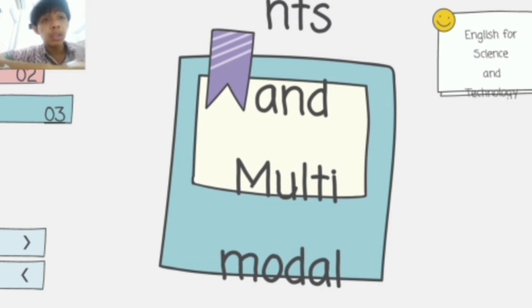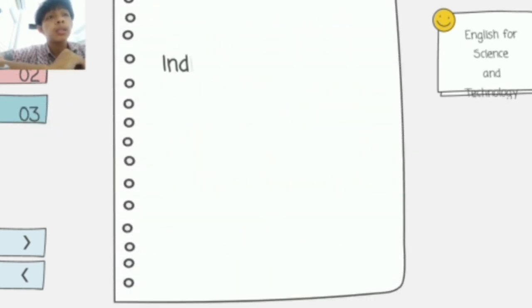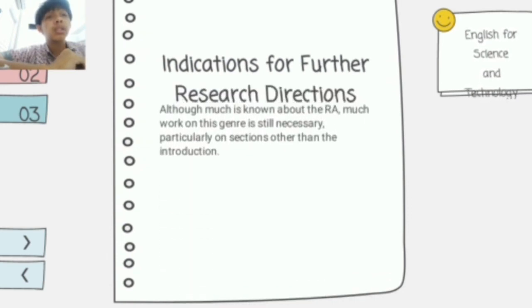So next we have visuals and multimodal, and graphs and diagrams are an important part of science and technology discourse. Indication for further research direction. Although much is known about the RA, much work on the genre is still necessary, particularly on sections other than the introduction.